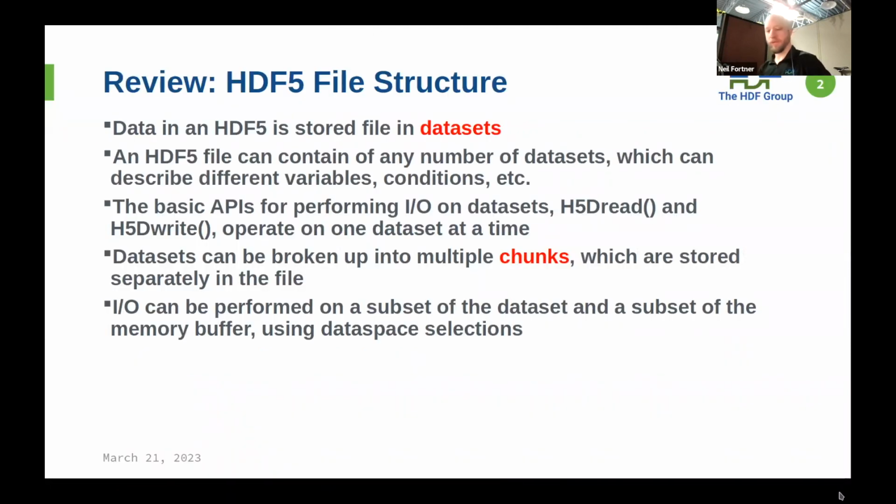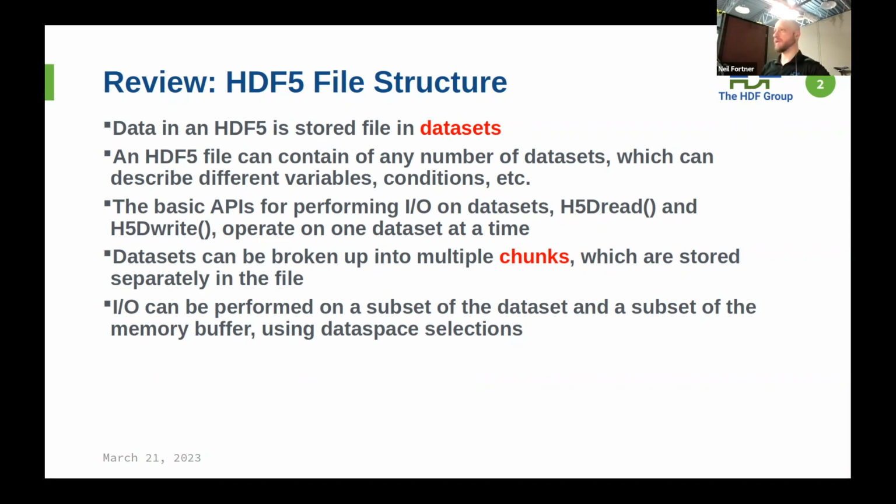All right, so as a quick review, for an HDF5 file, most of the data is going to be stored in datasets. At least that's the intention with the HDF5 file format. And an HDF5 file can contain any number of datasets, and they can be used to describe anything you want that can be described with numbers or bytes, different variables or conditions, etc.